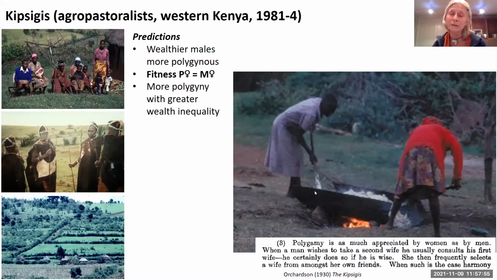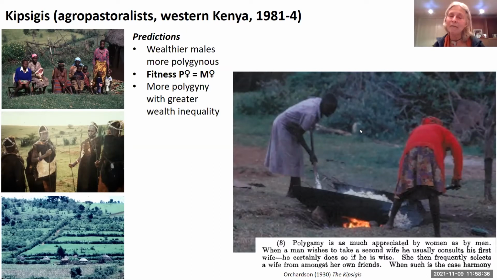co-wife cooperation. Here are two women co-wives working together making beer. And this was observed even back in the 1930s with one of the early ethnographers of the Kipsigis. Orchardson wrote, "Polygamy is as much appreciated by women as by men. When a man wishes to take a second wife, he usually consults his first wife, or at least he does so if he's wise. She then frequently selects a wife from among her own friends." And this very much concords with what I saw, even though I also, of course, saw cases of competition and difficulty as well.